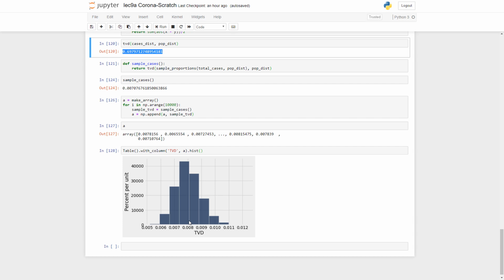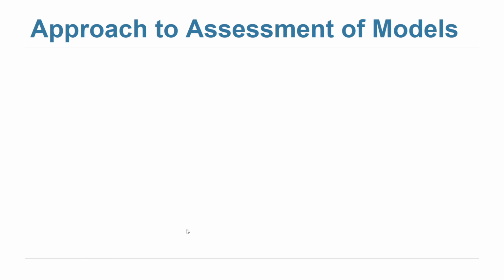We simulated predicted values from that model through multiple samples. For each sample, we computed how far the distribution in the sample was from the original distribution. We computed that distribution of the statistic, which is the total variation distance. And the last step was to compare the statistic from the data with the simulated distribution that we got. And we showed that it is very inconsistent. So back to the slides.